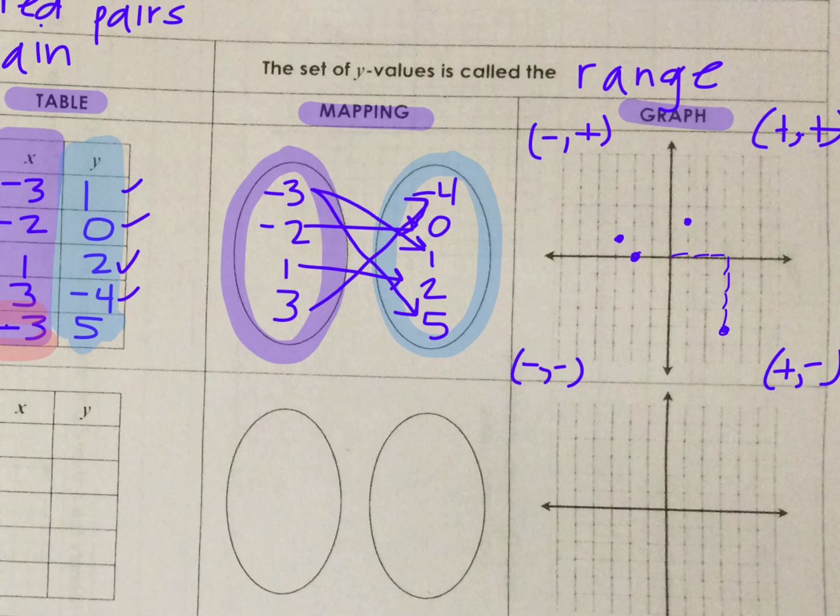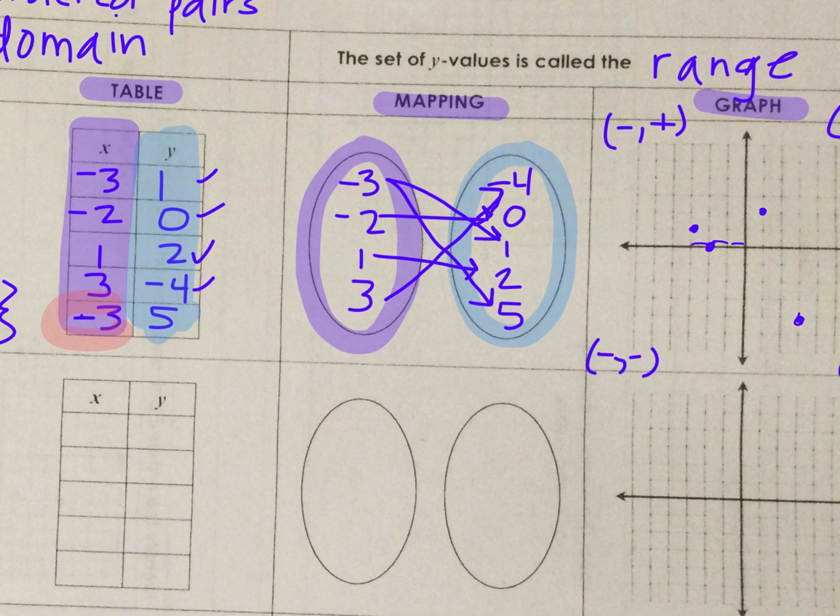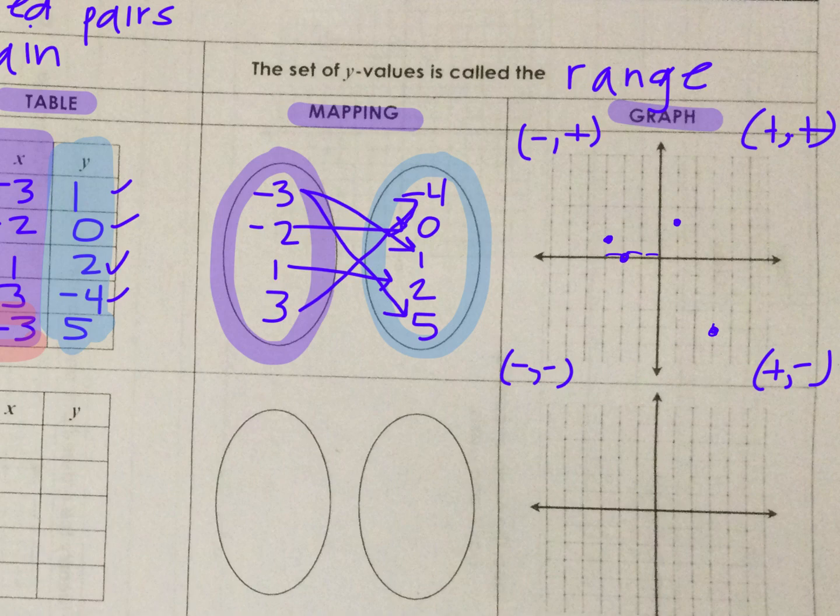And then the last one is -3 to 5, so 1, 2, 3. Am I doing that right? I can't see that side of the paper. Yeah, to 5. 1, 2, 3, 4, 5. All right, so I've graphed them.